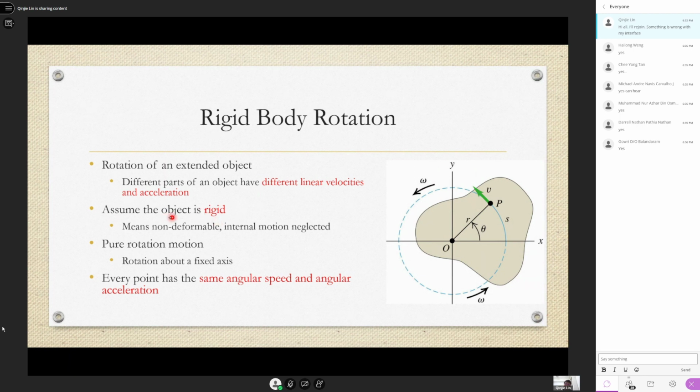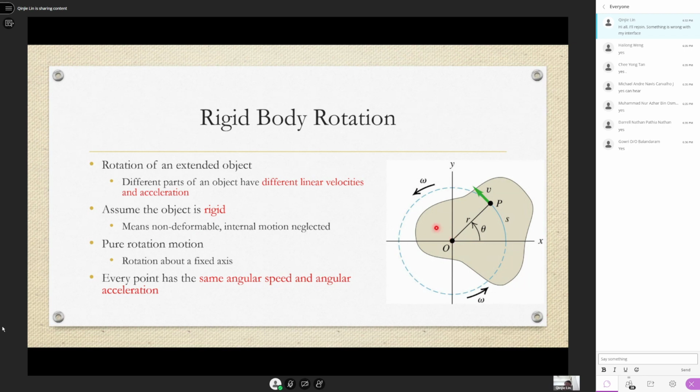For this study, we assume that the object is rigid. Rigid means it won't change shape: non-deformable, internal motion neglected. For this topic, we are talking about pure rotational motion, that means rotation about a fixed axis. Pure rotation means this axis will always be here, so we are always rotating around this point.